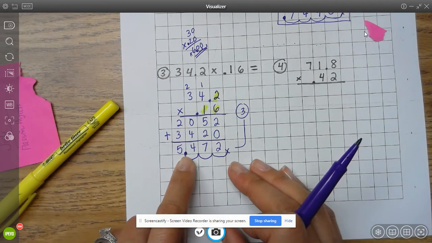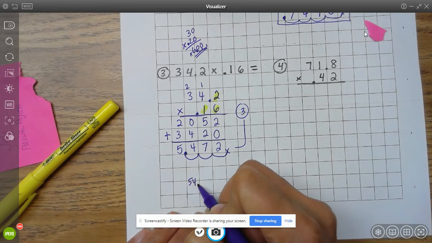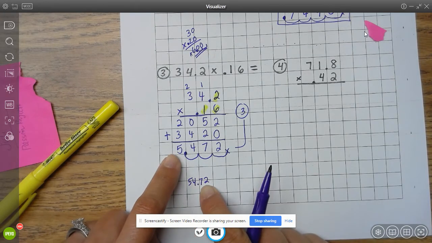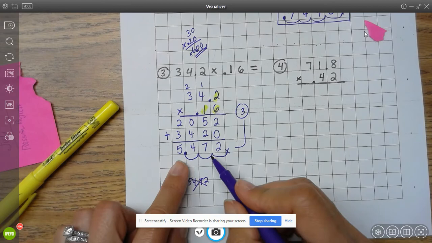If I would have put my decimal point over here by accident, let's say I put 54 and 72 hundredths. 54 or 55 is nowhere near 6, right? So this would give me a clue that maybe I put my decimal point in the wrong place. Okay, so there you go.